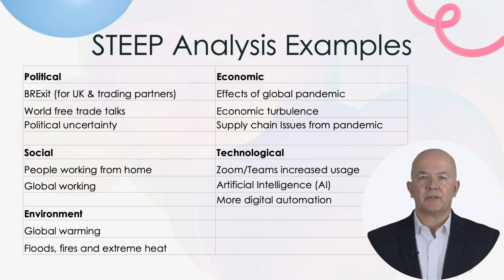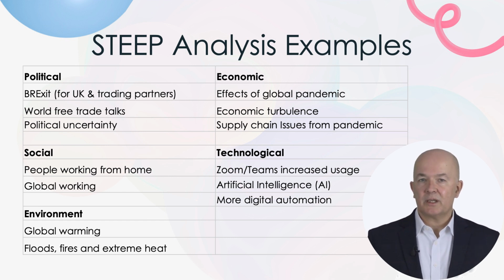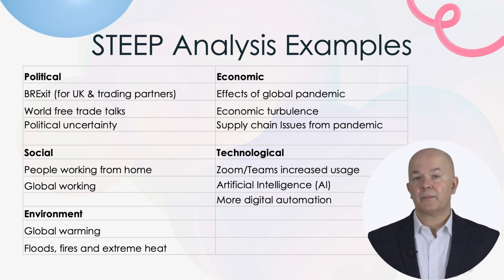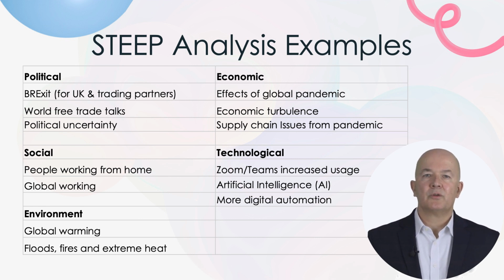Under social factors, you could include things like the shift to working from home, a growing awareness of the need for inclusivity, and more global working with associates using platforms such as Fiverr and Upwork. Finally, in technological factors, we have things like mass uptake and improvements in video call software like Zoom and Teams. There's also huge pressure in the UK to improve broadband infrastructure so that people can work more effectively from home.